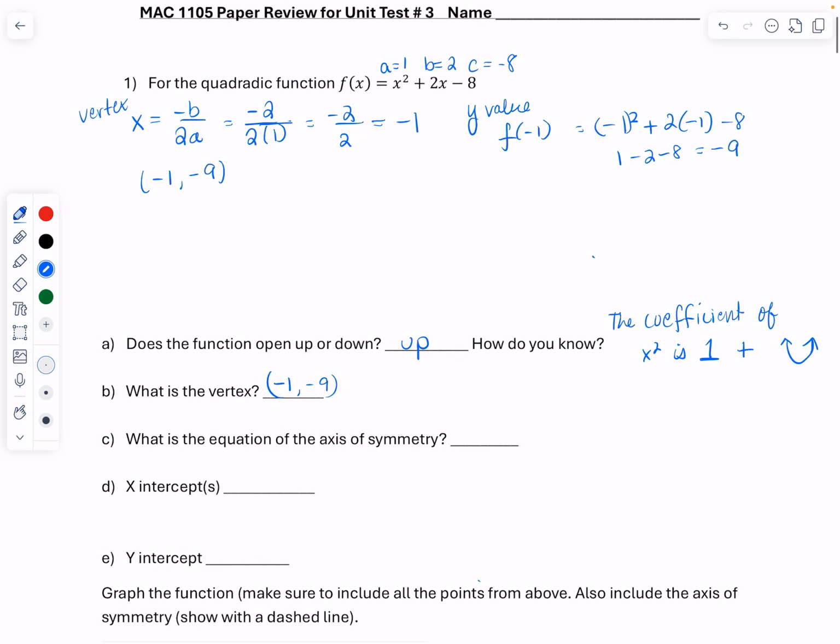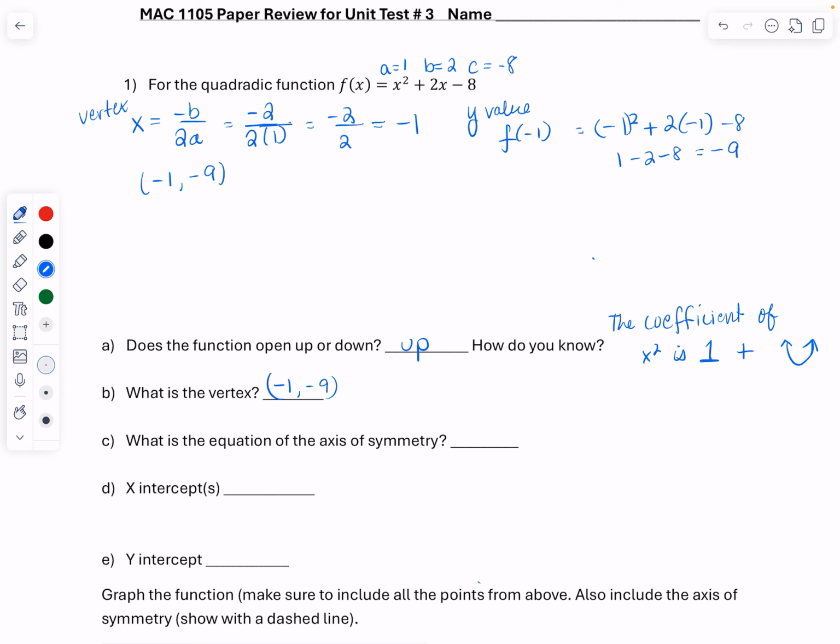What is the axis of symmetry? Well, I look at the x value of the vertex, and the line x equals negative 1 is the axis of symmetry. And that just means it's symmetrical about that line.